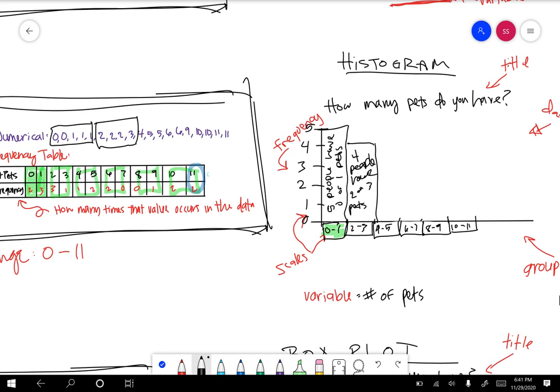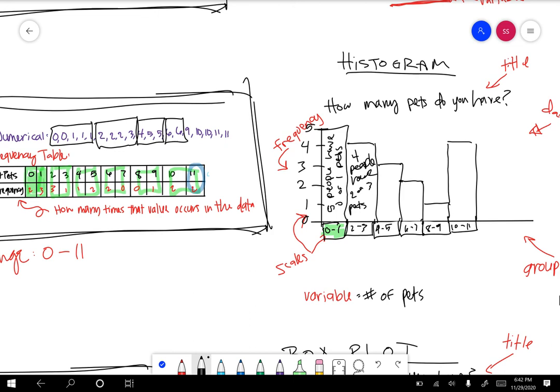The next grouping is 4 and 5. There we only have 3 people who have 4 or 5 pets. 6 to 7, we only have 2. And let's see. 8 and 9, no one has 8 pets. Only one person has 9 pets, so it's going to be a total of 1 there. And then 10 and 11, there we have 4. So a weird number of people have a lot of pets. Okay, so there's our lovely histogram.